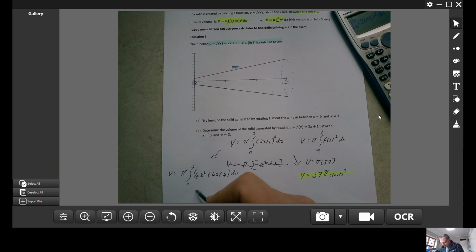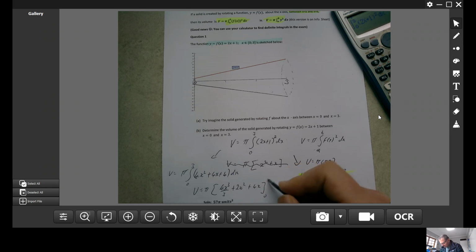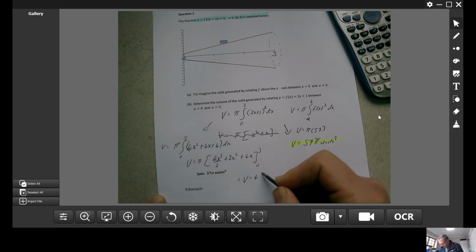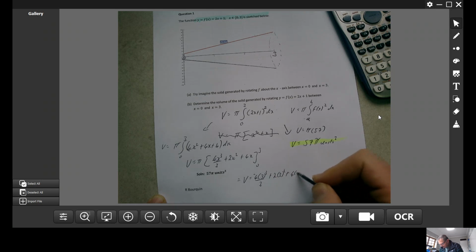Okay, and then if you're going to integrate it, volume is equal to pi times the integral of 4x squared, which is going to be 4x cubed over 3 plus 2x squared plus 4x between 0 and 3. Then you're going to sub in 3, so the volume would be 3 cubed over 3, plus 3 squared plus 4 times 3, minus, well, if I sub in 0 into all of those things, it's just 0, and I've still got to times it by pi.